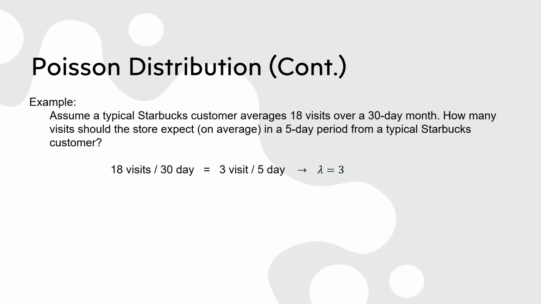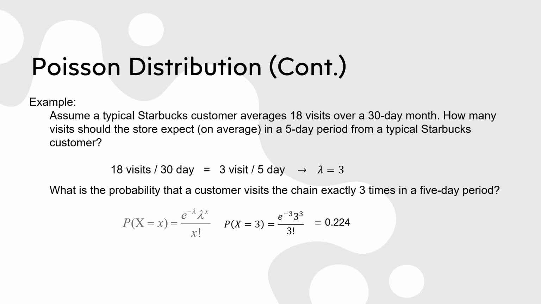To calculate the expected number of visits in a 5-day period, we can scale the 30-day average rate proportionally. A typical Starbucks customer averages 18 visits in 30 days. We start by finding the daily average number of visits through dividing the total visits, 18, by the number of days, 30, which equals 0.6 visits per day. Then, we calculate the expected visits for 5 days by multiplying the daily average, 0.6, by the 5-day period, which equals 3. So, the store should expect, on average, 3 visits from a typical Starbucks customer in a 5-day period.